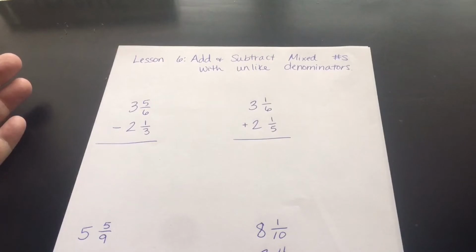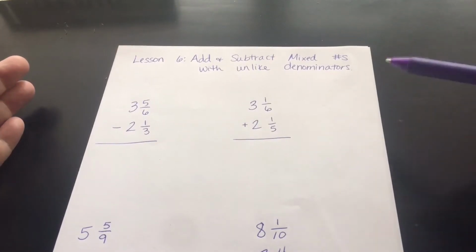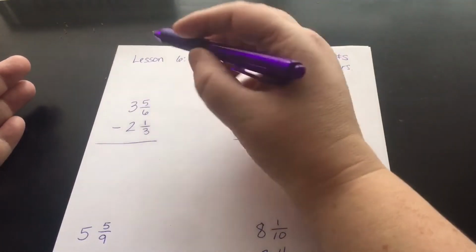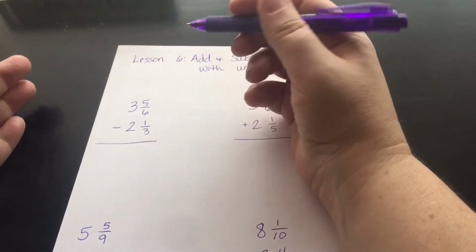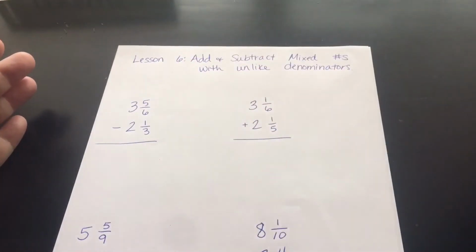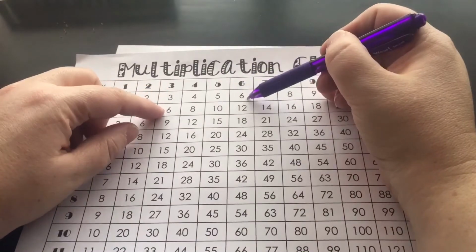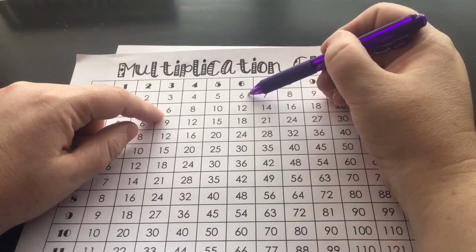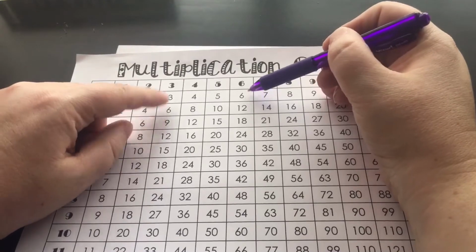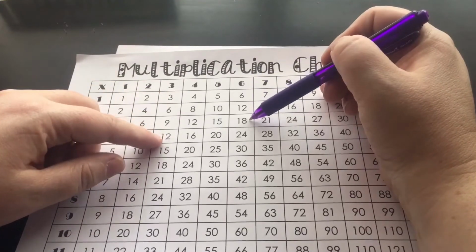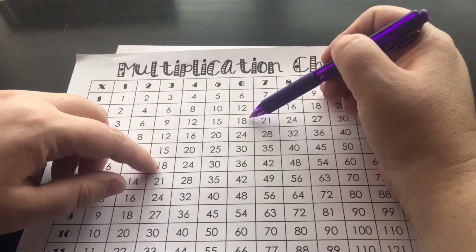So here we go. I've got this first problem here where I have 3 and 5/6, take away 2 and 1/3. I need to have a common denominator. So I can use my math facts and know what I know about 3s and 6s. I can use my multiplication chart and go down my 3s and 6s and look for the first number that they both have in their list, which is the number 6. I could multiply 3 and 6 and get 18, which is in both of their lists.